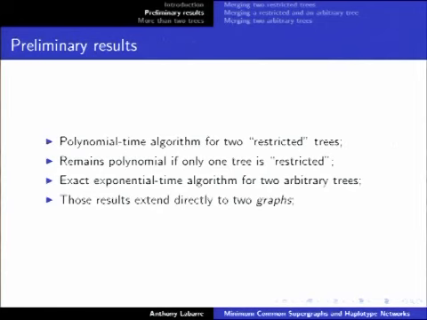Some results I've obtained so far on this problem are a polynomial time algorithm for two trees that are of a certain class that I call restricted, and I'll get to what I mean by that on the next slide. The algorithm remains polynomial if only one of the trees is restricted, and then I use those results to derive an exact exponential time algorithm for two arbitrary trees. And it's written here that those results apply directly to graphs, and we'll see how we can use that in higher dimensions.